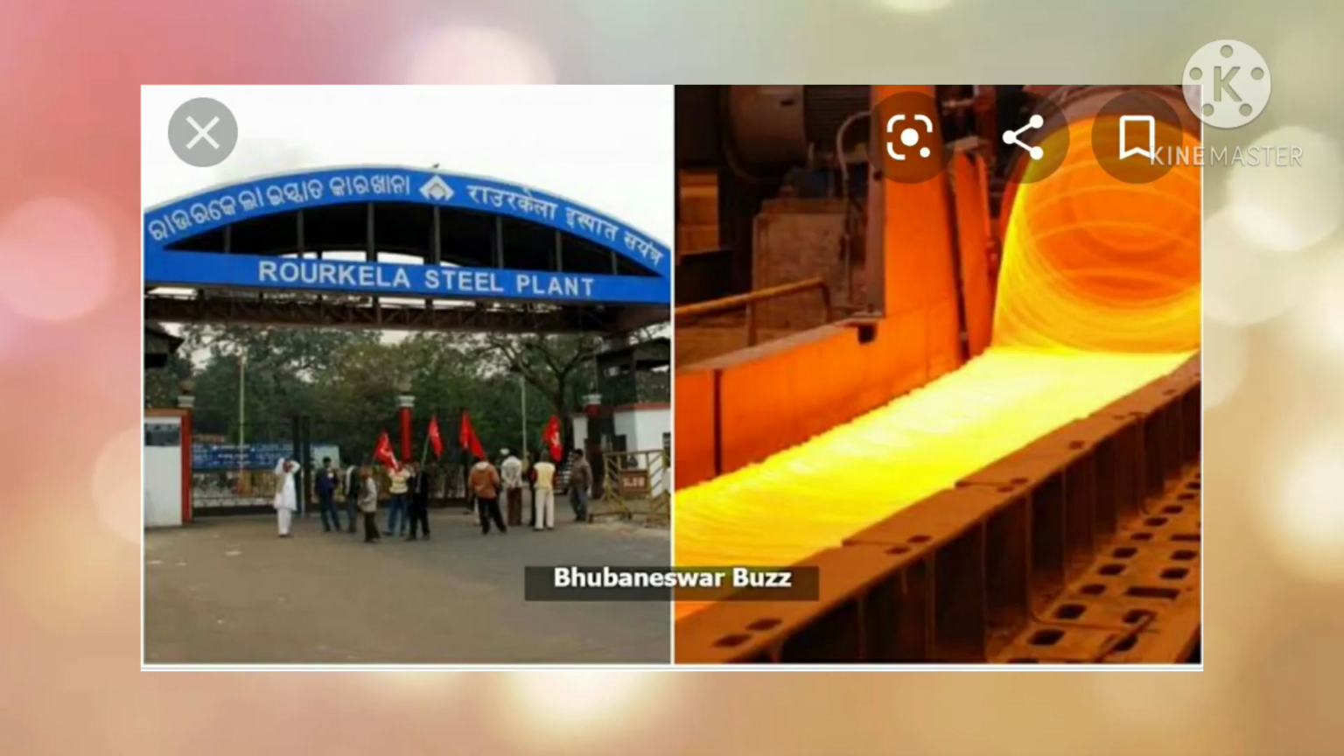Rourkela Steel Plant. This plant is situated in the Sundargarh district of North Orissa. It was set up in collaboration with the West German firm Krupp and Demag during the second 5-year plan. It started its production in 1959 and it is well known for its latest technology in steel making. It contributed special steel for vehicles related to Indian Space Satellite Program.